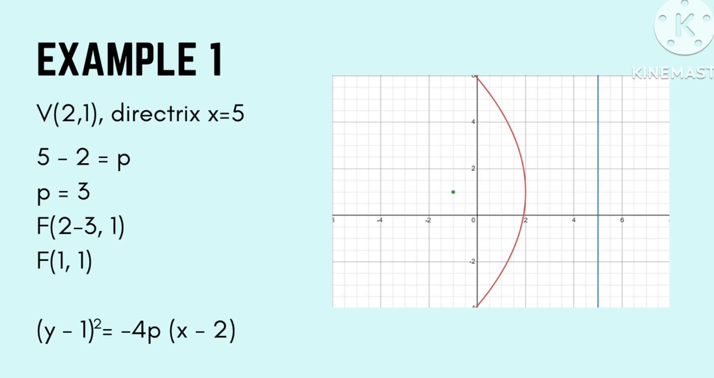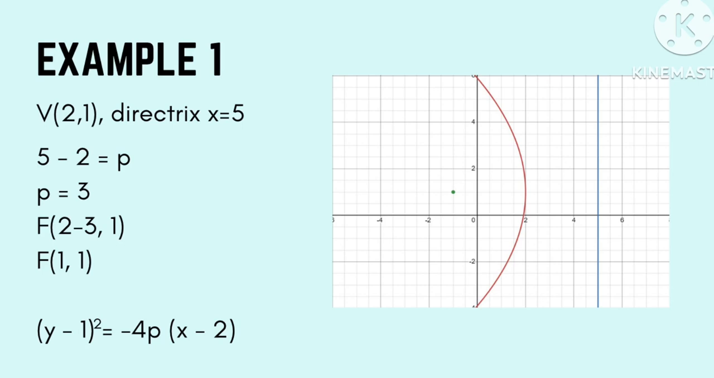So let's try an example. For example number 1, we have a vertex of (2, 1) and a directrix of x equals 5. Like we said a while ago, we have what we call P, which is the distance of the directrix to the vertex, and it is also equal to the distance of the focus to the vertex. So let's try to find the focus and the standard equation.